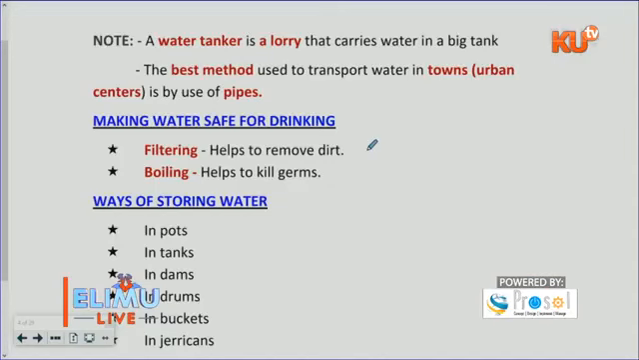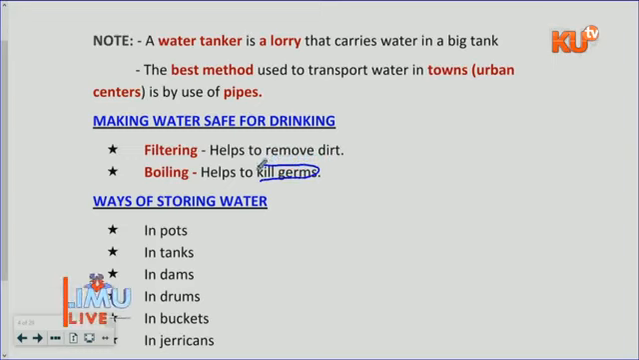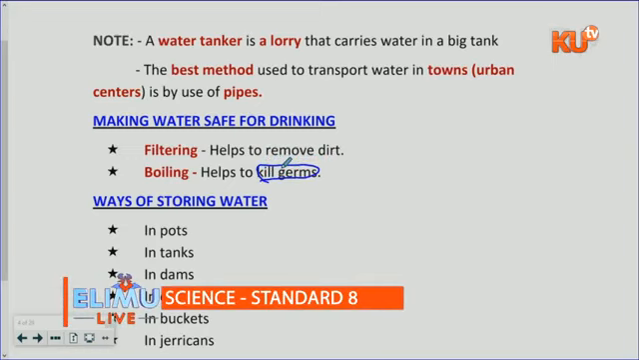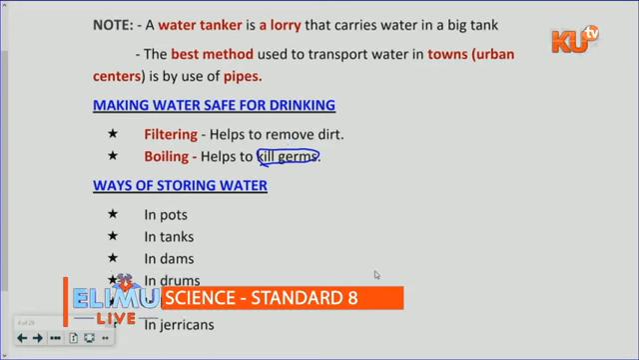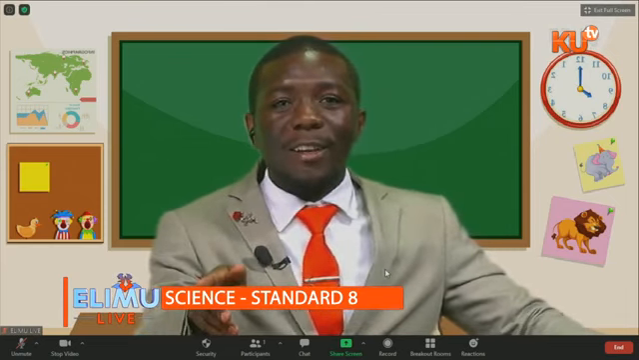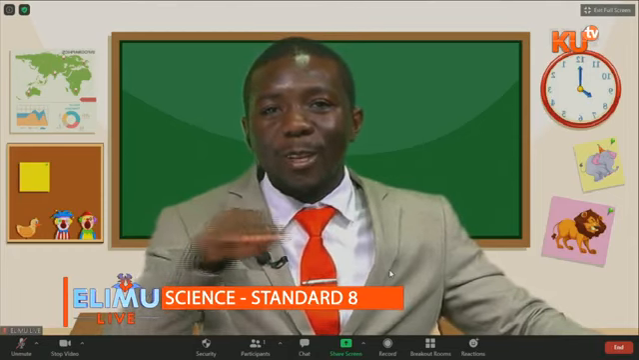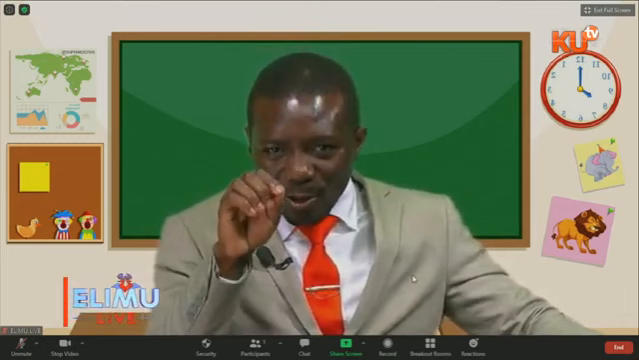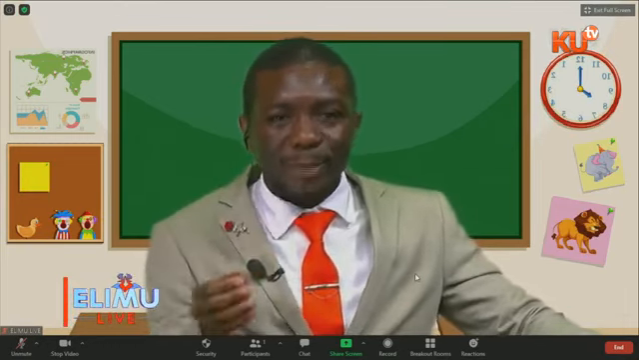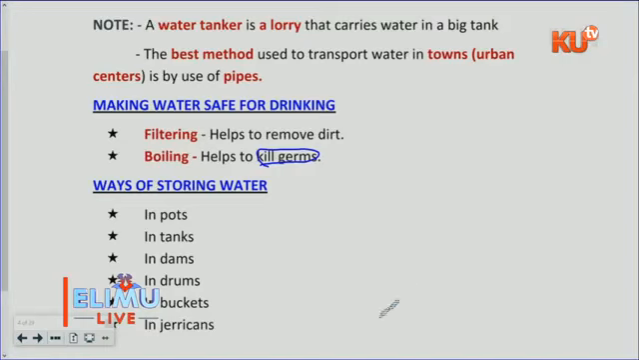The second way of making water safe for drinking is by boiling. Boiling is the best method of making water safe for drinking. Why? Because it helps in killing germs. Remember, germs cannot survive at a certain temperature. So when you boil this water, the boiling point of water is always 100 degrees Celsius. When it reaches there, all germs, I believe, will die. So you'll find that boiling is the best one. You can boil, and then you filter, because some of the dirt will remain floating on the water. When we reach the class 8 topic, we shall know the name of that dirt found in the water. Okay, let us continue.